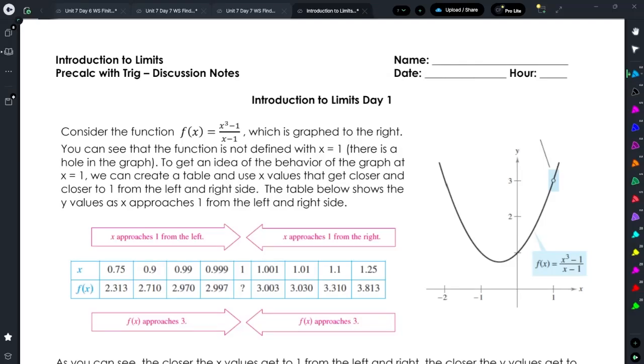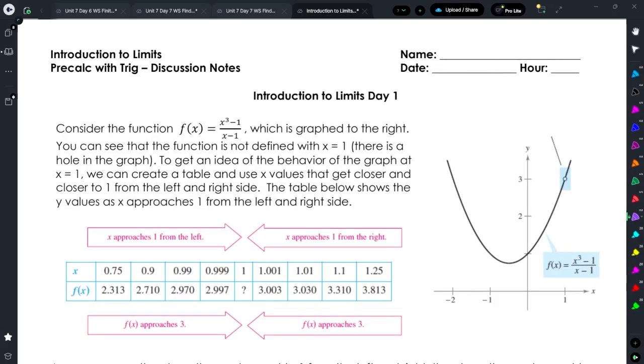Today starts our introduction to a calculus topic called limits. A limit is one of the essential building blocks in calculus. What we'll do now is a brief overview of what a limit is.